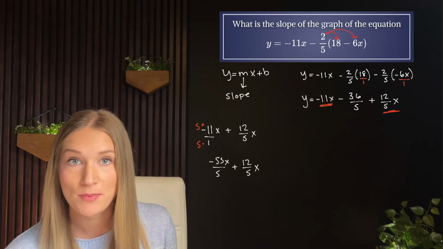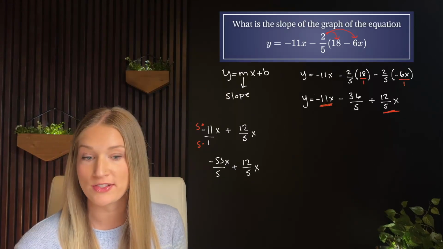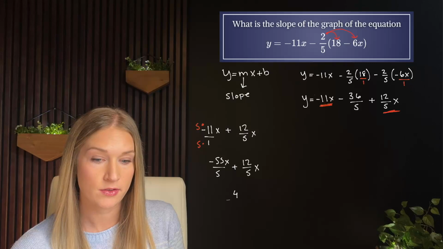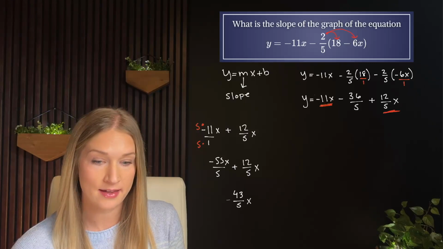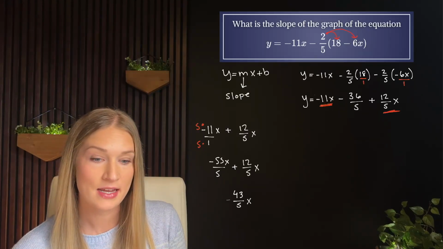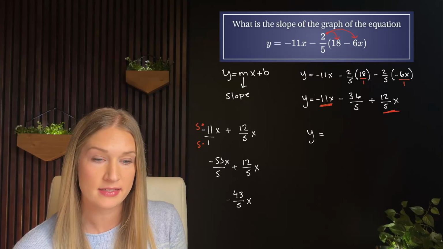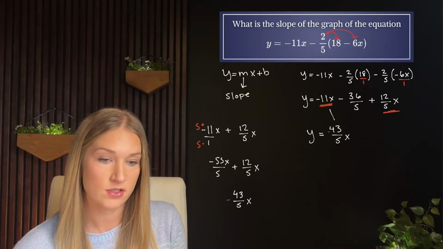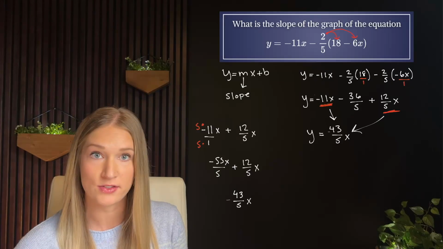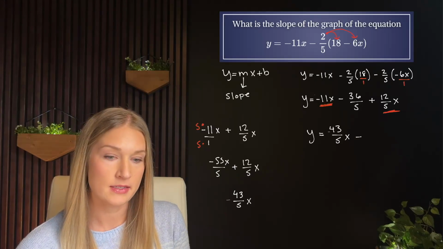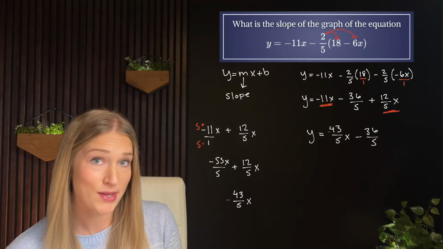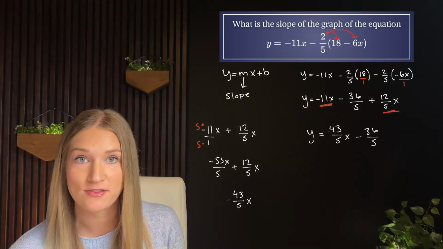Now that I've got that common denominator, I just add the numerators. -55 plus 12, that's going to give me -43/5 x. And now I take that and I rewrite my x's as -43/5 x, and that just comes from combining my two x terms, minus my 36 over 5. Remember, I really don't care about that y-intercept because I just am asked to find the slope here.